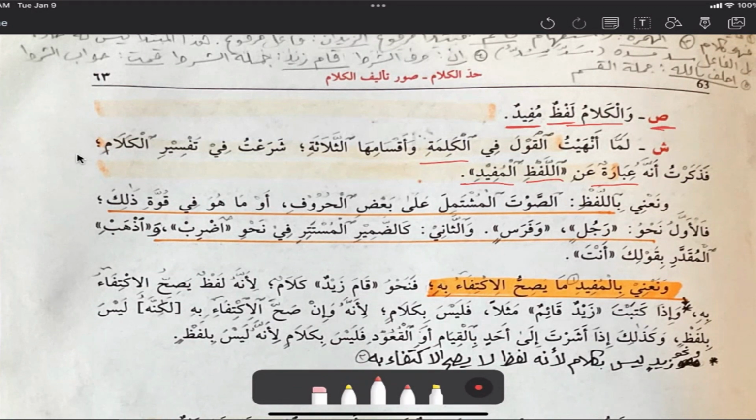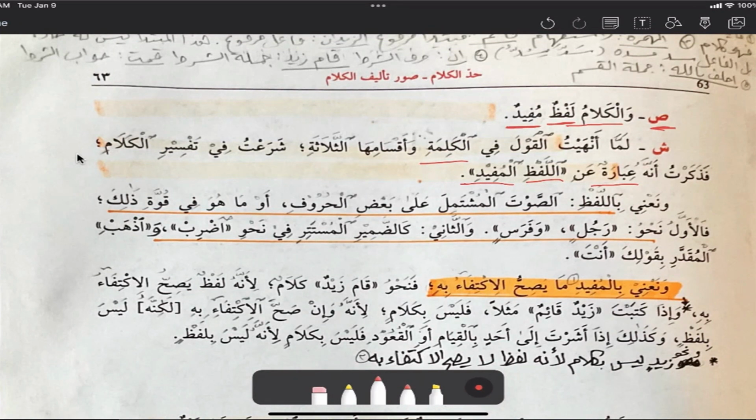So the first is like rajul, man. So it's made from letters when you say it. Rajul, we're talking about saying it, not seeing it written on a page. And faras, horse.